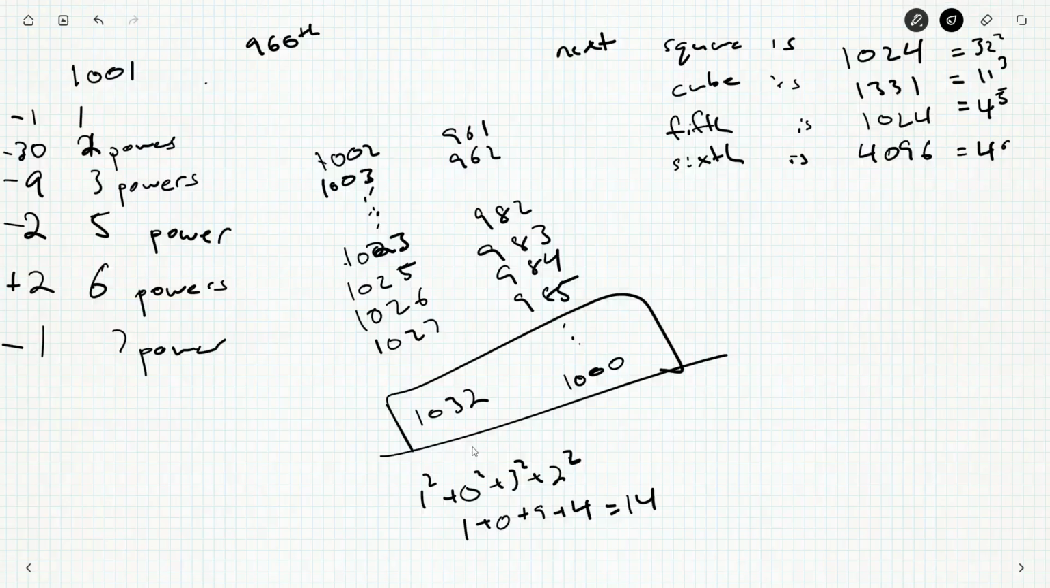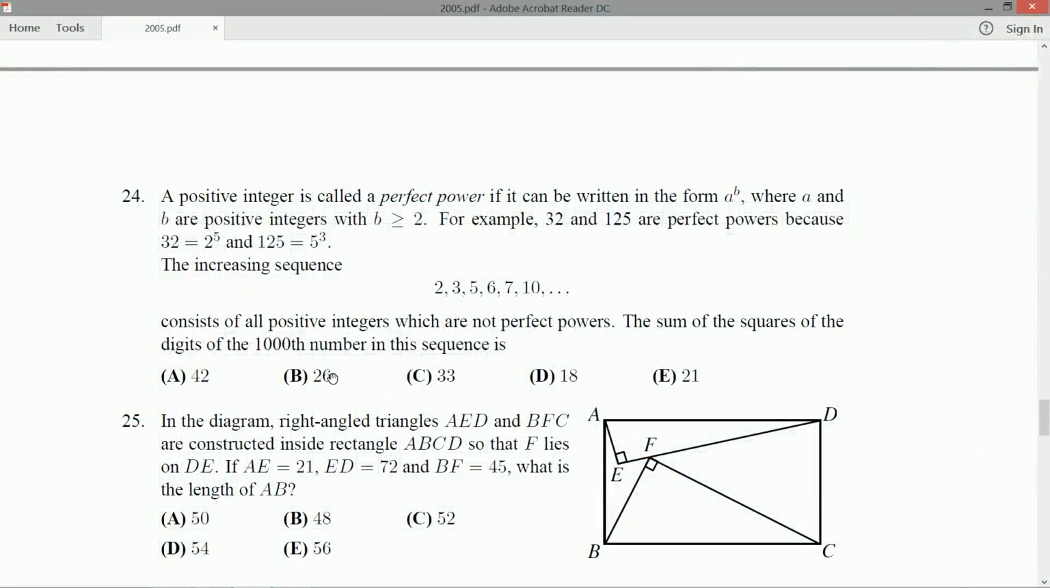Now, what could it be? It should be vaguely around here, shouldn't it? So am I missing a power of 2 or anything like that? If it were 1033, we'd have 19. If it were 1034, we'd have 26. Is 26 one of the possibilities? So B26 might be our best bet.